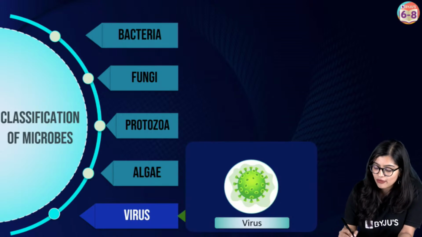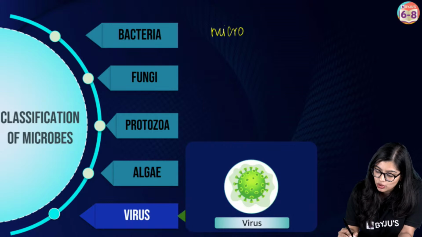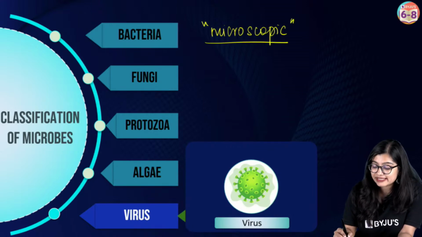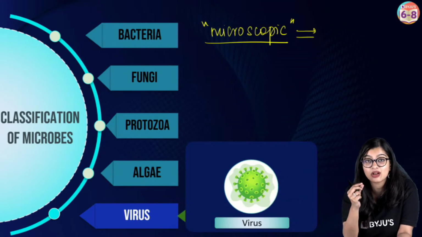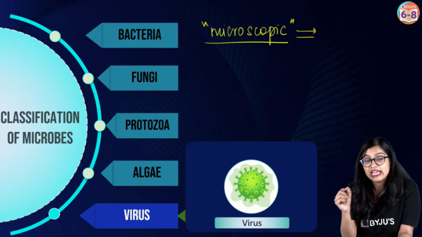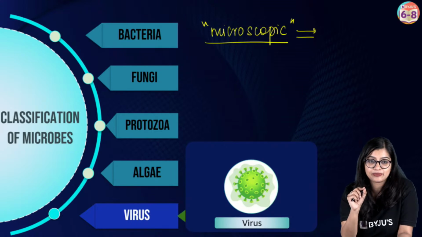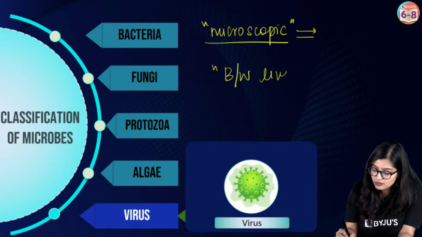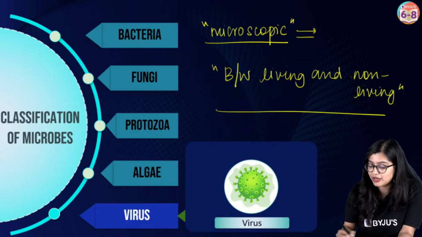Now, when you talk about viruses, viruses are microscopic. What do I mean by microscopic? It means I cannot see a virus. If one virus is floating around here, I will not be able to see it. I require a microscope to observe it. It is microscopic, but you will not say it is a microorganism. Why? Because a virus exists somewhere between living and non-living.